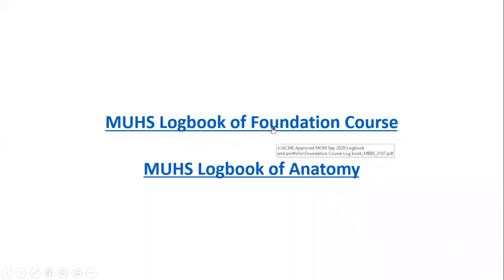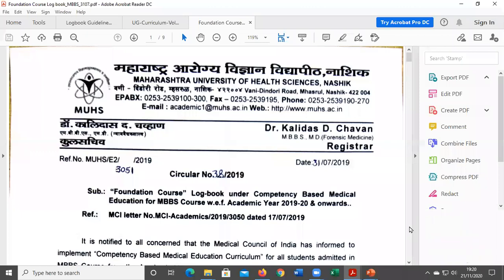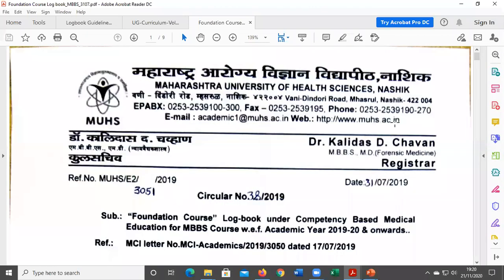Firstly, the logbook of the foundation course, how it was designed at that particular point in time when no clear-cut guidelines were available. So let's look at those. Okay, so this was the notification. Is it visible on the screen? Can I just know? Yes, sir, it's visible. Okay, fine. Thank you.